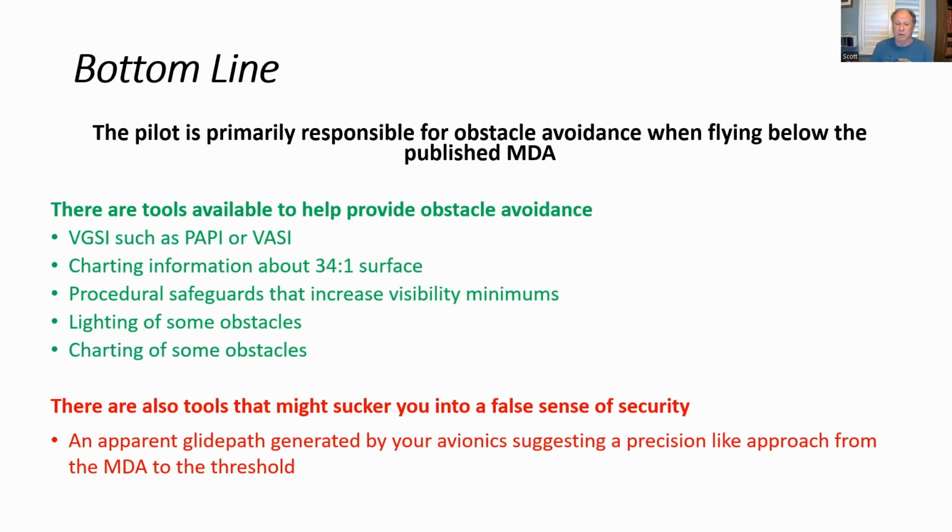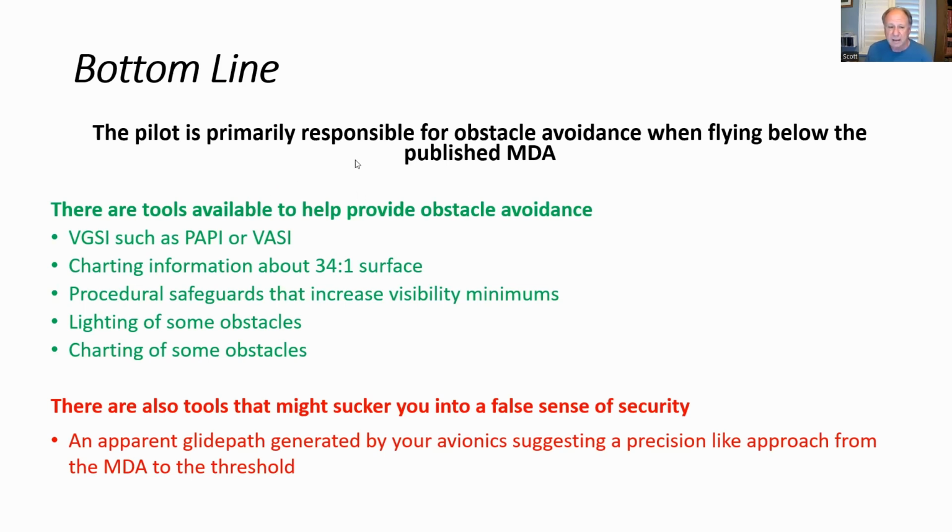There are tools available to help provide obstacle avoidance. VGSIs, such as PAPI or VASI, will provide obstacle protection out to at least 4 miles, assuming it's unrestricted. The procedural safeguards that increase visibility minimums. There's a lighting of some obstacles, but not all obstacles. Some obstacles are unlit, including terrain, and the charting of some obstacles, which may or may not be on the chart, but at least it gives you an idea. And there's also tools that might sucker you into a false sense of security: an apparent glide path generated by your avionics suggesting a precision-like approach from the MDA to the threshold.